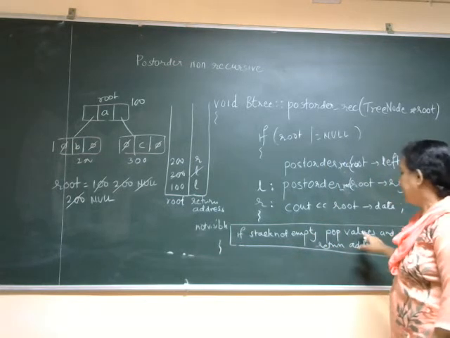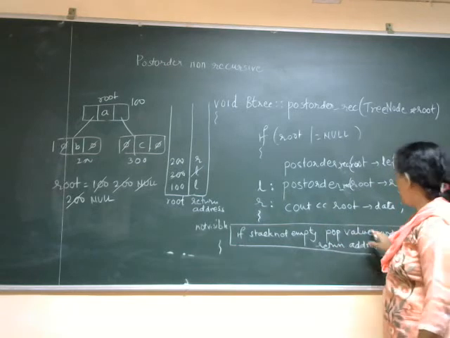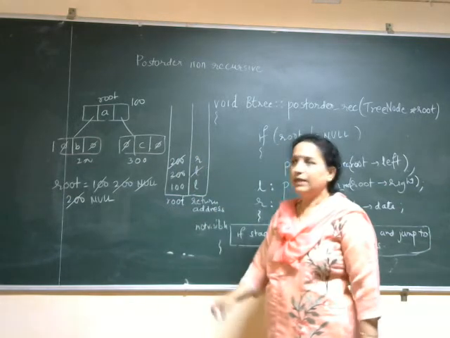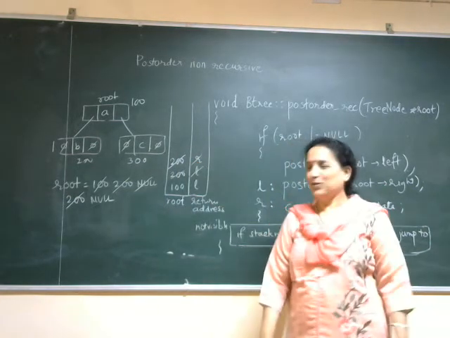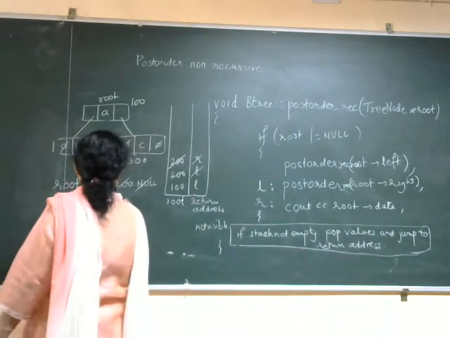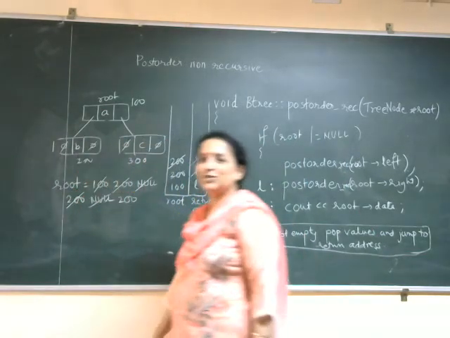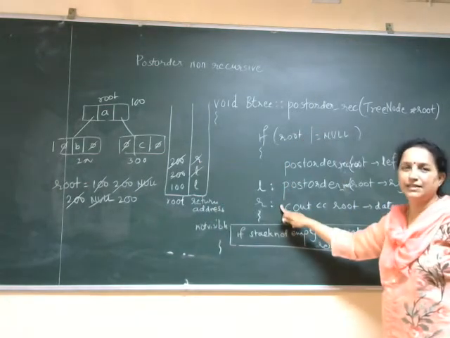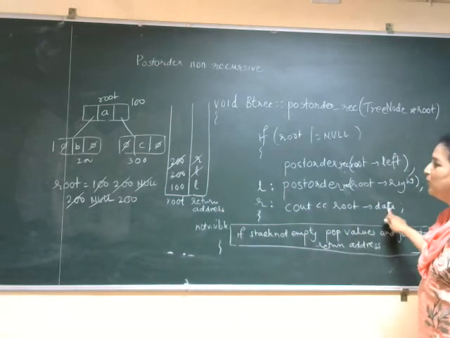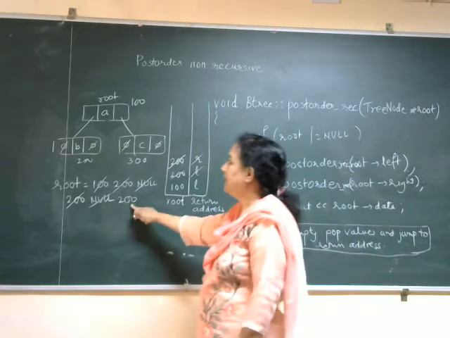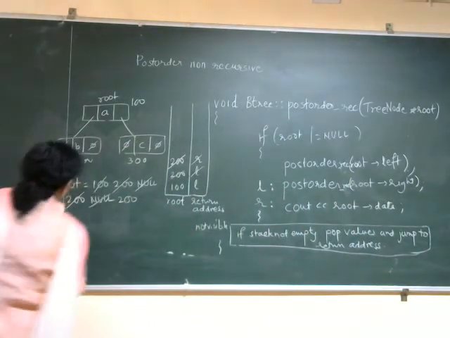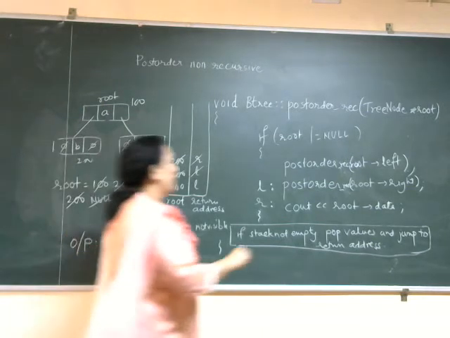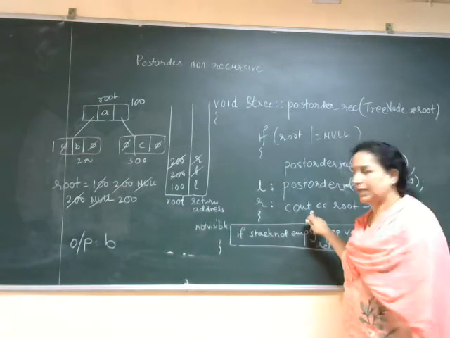Now stack is not empty. Yes, stack is not empty. So pop values and jump to return address. Now pop which value? 200 with R. Okay. So I'll pop this, and now my root is 200 and return address is what? R. So I come to this return address and I will display root pointer data. Now what is root value? That is 200 and data of it. So the output will be B.